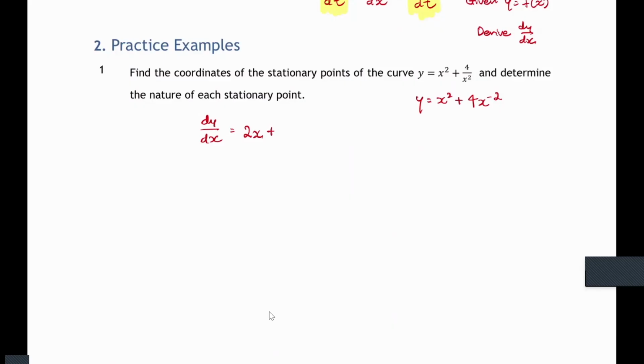So I differentiate the next one. I apply the power rule, I bring down negative 2. I have x to the power of negative 3. Okay, then I clean this up. Maybe I have 2x plus, minus 8 over x cubed. This will be equals to 0 at the stationary points. Okay, then I'll proceed to solve.